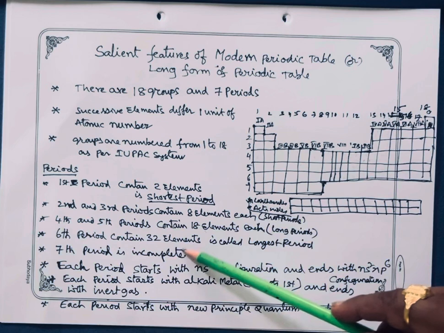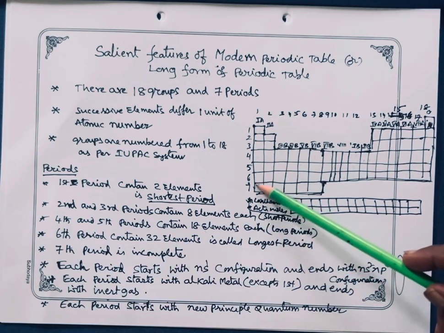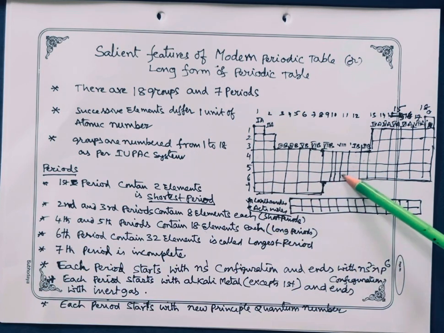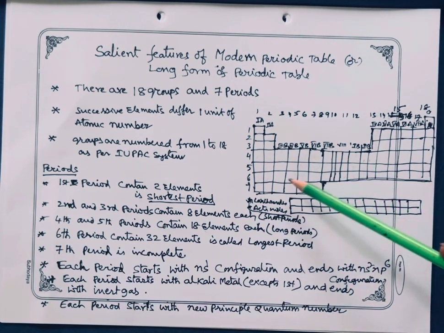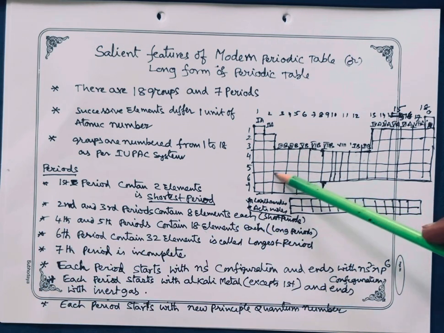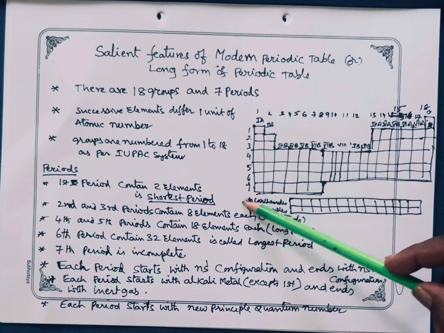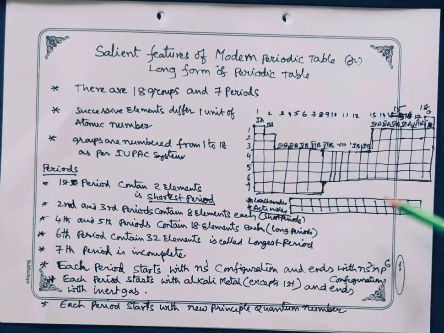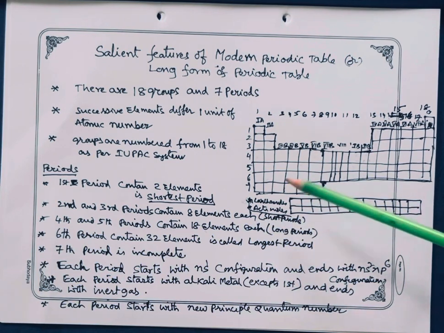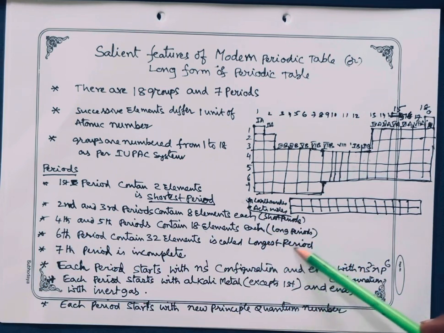Sixth period contains 32 elements, which is called the longest period. In the sixth period, there are 2 elements of s block, 10 elements of d block, and 6 of p block. And after lanthanum, the lanthanides, 14 of them, are also there in the sixth period. Lanthanides belong to the sixth period. So the sixth period contains 18 plus these 14 f block elements. In total, 32 elements will be there in the sixth period, which is called the longest period.